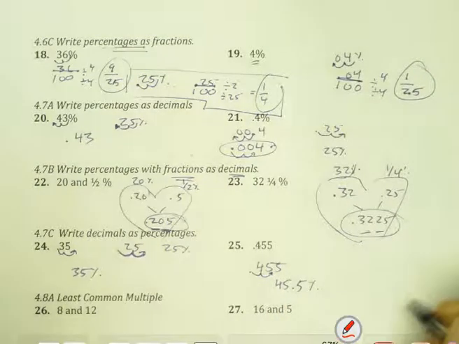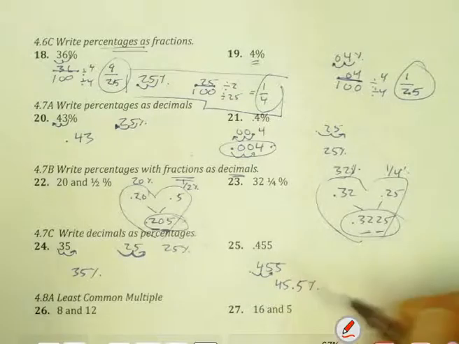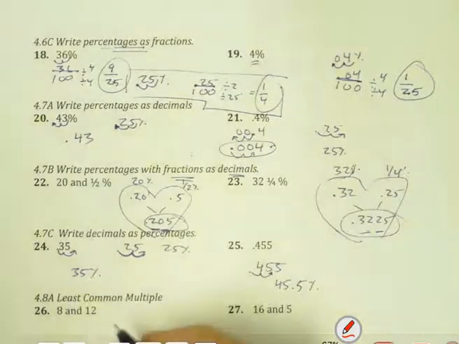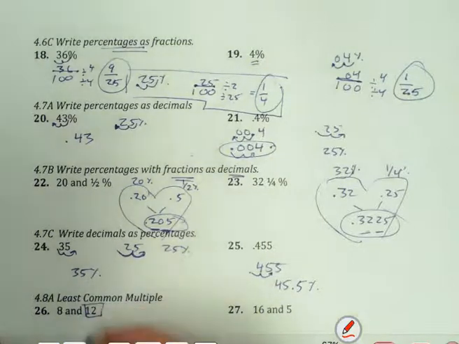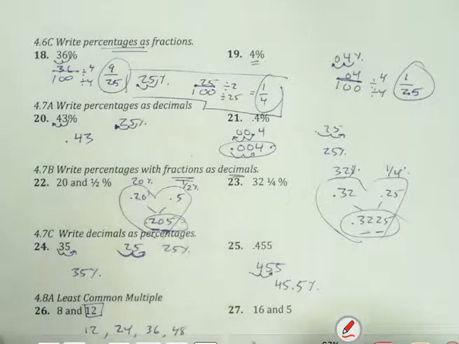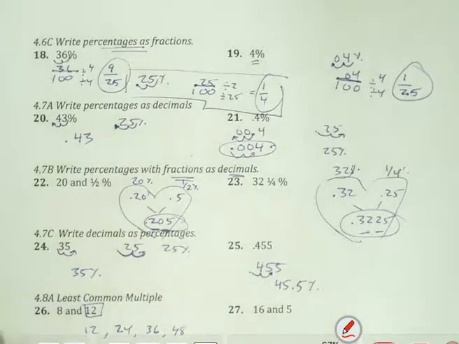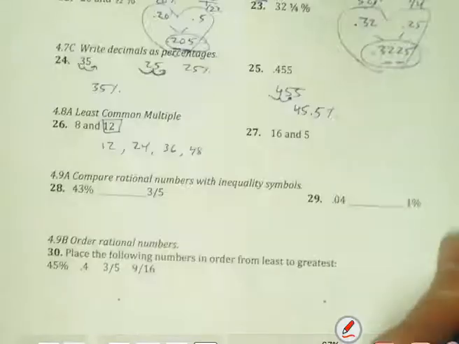45.5%. Makes sense. All right, least common multiple. The least shall be the greatest. So I'm going to choose the greatest number, and I'm going to skip count by it. 12, 24, 36, and 48. I usually do 4 or 5 multiples, and then I'll just slide that up a little bit. Get the rest of this on here.